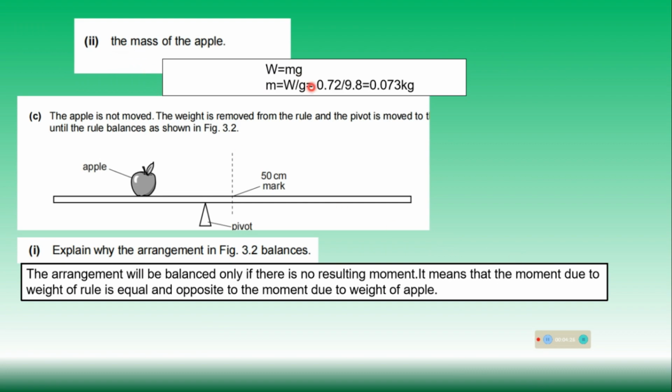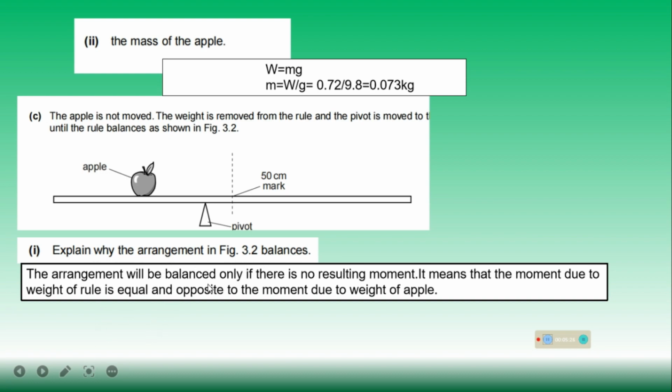The weight of the apple, W, is equal to mg. M is the mass, weight divided by g, which is equal to 0.073 kilogram. The apple is not moved, the weight is removed from the rule and the pivot is moved to the left until the rule balances as shown in the figure. Explain why the arrangement in the figure balances.